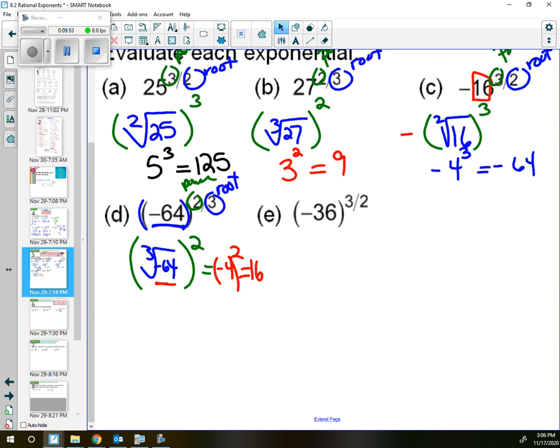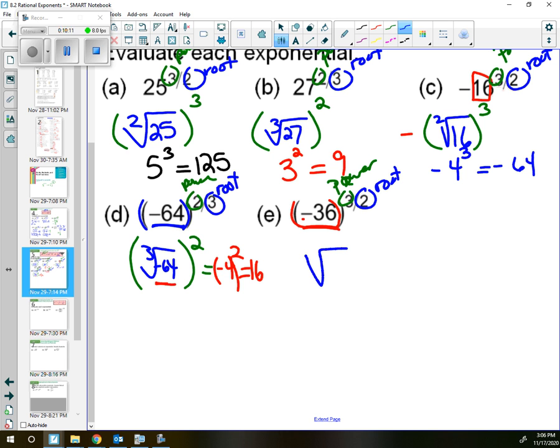All right, so let's see if this one's going to be okay to do. So negative 36 is my base. Notice the negative's on the inside of the parentheses. So it's asking me to do a square root and then cube. So that's my power. Let's see what that looks like. So I've got a square root of negative 36, and they're asking me to cube my answer.